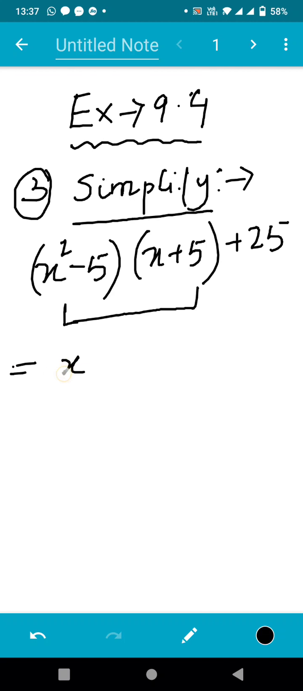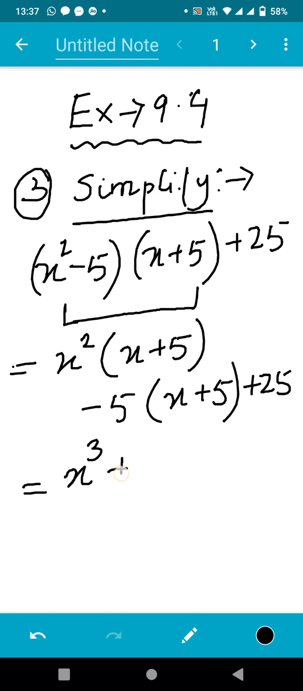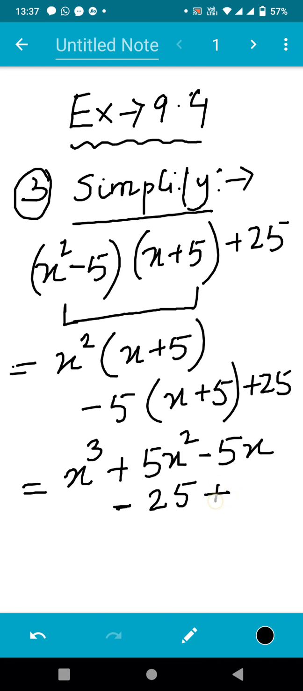Now x squared will multiply with x plus 5, and with minus 5 we will multiply again with x plus 5, and then at last we will write 25. Now let's open the bracket. x squared into x would give you x cube, plus plus is plus. Now x squared into 5 will give you 5x squared. Now minus 5 into x will give you minus 5x, minus plus is minus, 5 into 5 is 25, and then at last we will write plus 25 also.